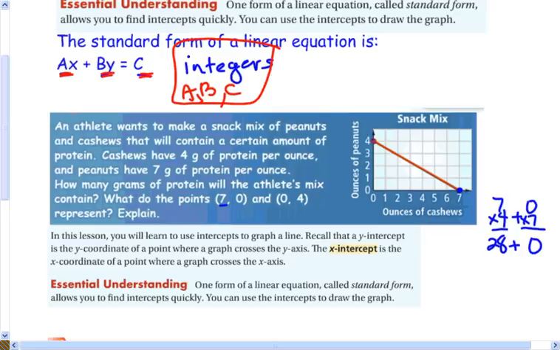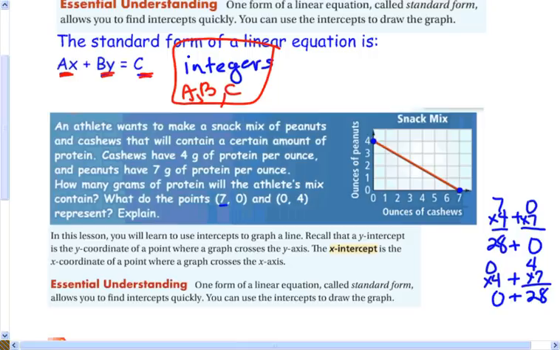This point up here represents that we have 4 ounces of peanuts and 0 ounces of cashews. So now we would have 0 times 4 grams of protein from our cashews plus 4 times 7 grams of protein from our peanuts. And that would give us 0 plus 28 equals 28. So any point along the line here, we're going to have 28 grams of protein.